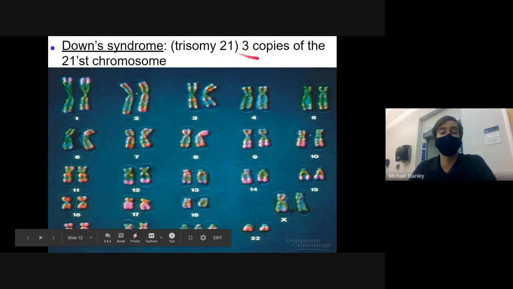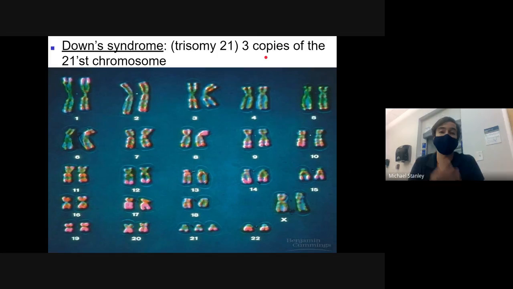Just by inheriting a third chromosome from one of their parents, the child develops all of these developmental disabilities. So having exactly 46 chromosomes in your normal body cells is extremely important and is something that your body tries really, really hard to make sure happens.